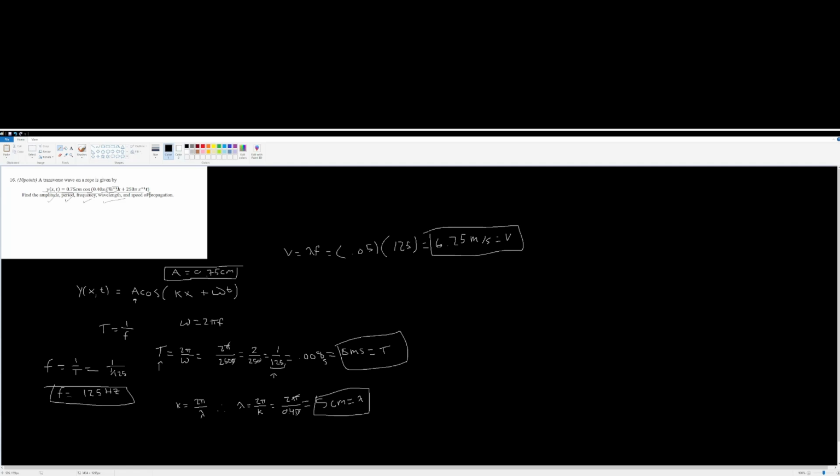So now we have all 5 of the properties we were asked to attain, and it's pretty simple to get these just from the wave function that you're given. And this is the way I got it. Your professor got it a slightly different way. Hopefully both are instructive to you. That's number 16. Now we're on to the last problem, number 17.